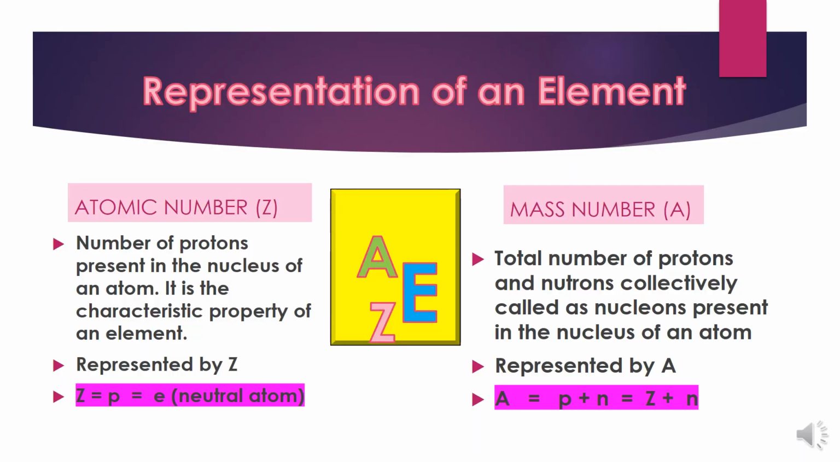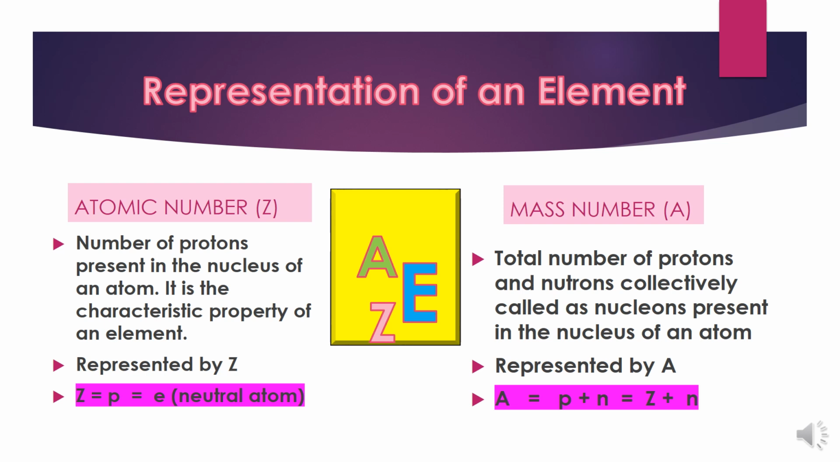Before going into the details of writing the configuration of an element, first of all we must know how to represent an element. As you can see here in this figure, any element is represented by its symbol with its mass number and atomic number. Mass number is written as a superscript towards the left side and atomic number is written as a subscript towards the left side. In this figure you can see E is any element or symbol of an element, Z is the atomic number and A is the mass number.